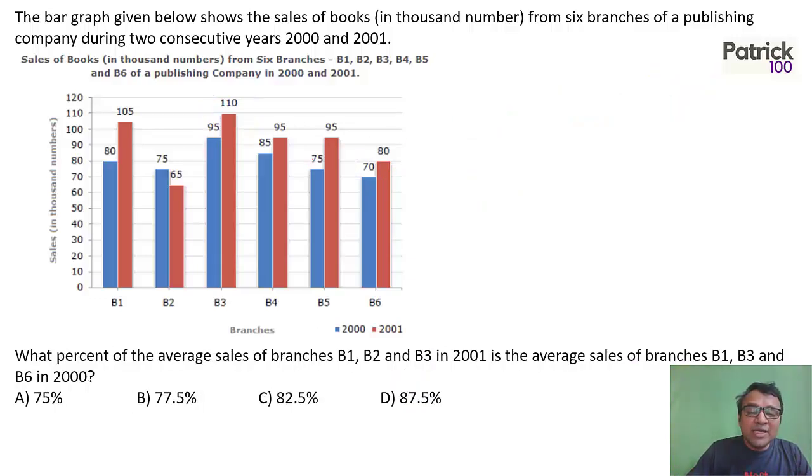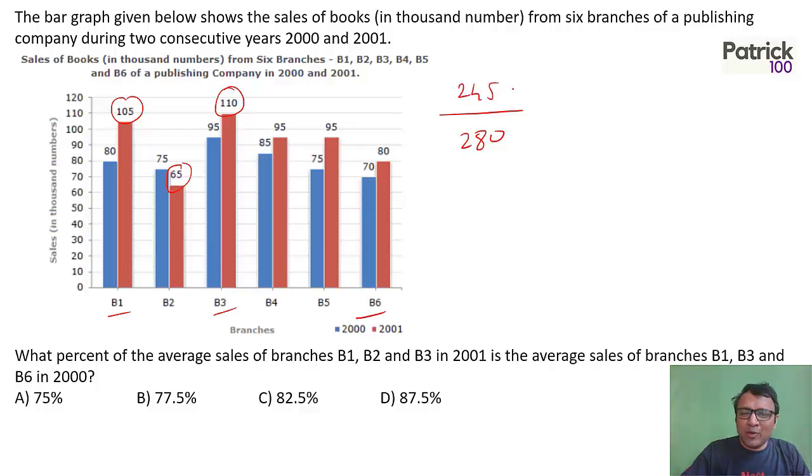What percent of average sales of B1, B2, B3 in 2001, that is 105, 65, 110? So what's the total? If you look at it, the total is 280. Is the average sales of B1, B3, B6? If I look at B1, B3, B6 in 2000, it is 80 plus 95 plus 70, 245. To find the average, you normally divide by 3, but you don't have to divide by 3 because it anyway gets cancelled. So 245 by 280, right? You can try to divide and then work it out.